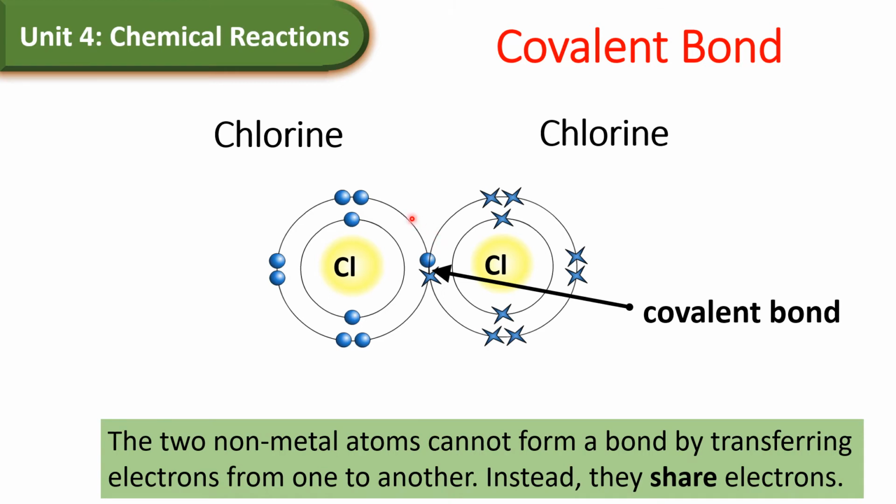If you're going to count it now, starting from here, you will have 1, 2, 3, 4, 5, 6, 7, and 8. Also with the other chlorine, we have 1, 2, 3, 4, 5, 6, 7, and 8. So both chlorines now have 8 electrons in their outer shell. Meaning this chlorine is now happy, and this chlorine is also happy. Again, in your covalent bond, they are just sharing the electron.